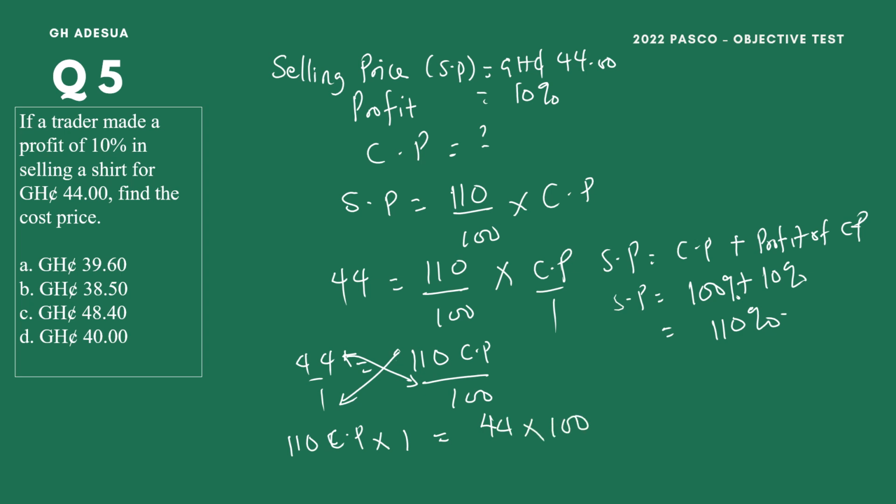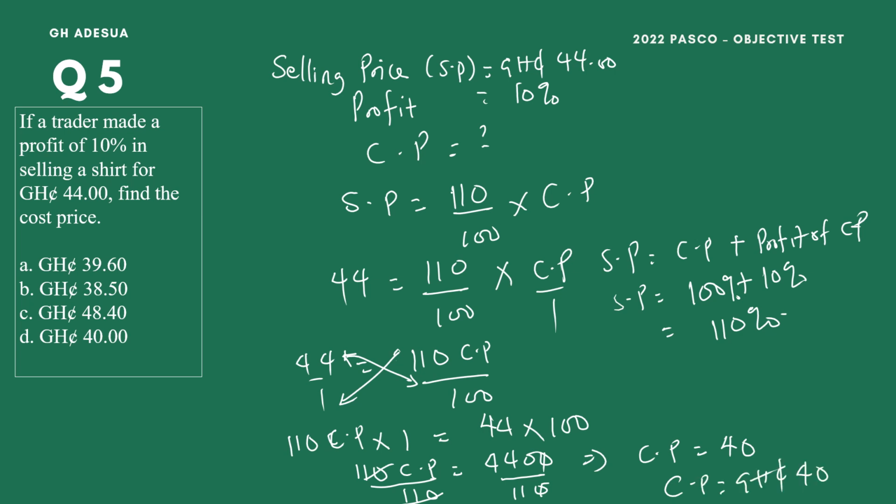For this side, we are going to continue having 110 of the cost price equal to 4400. We divide through by 110, then finally we have our cost price to be 11 into 440 is going to be 40. And since we are dealing with Ghana cedis, it's going to be CP GH Ghana cedis 40, and that is the D answer.